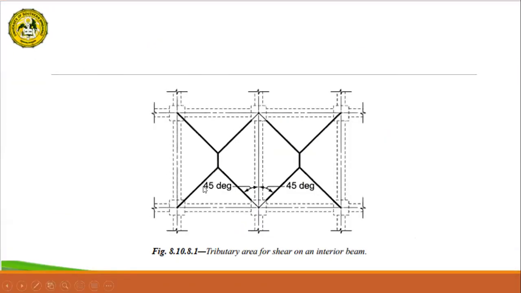Then in this figure, it shows here the tributary area for shear on an interior beam. So kung ito yung ating interior beam, ang tributary area set by this interior beam is actually itong dalawang trapezoidal area on this span and also in the other span. So meron pa tayong similar figure mamaya.